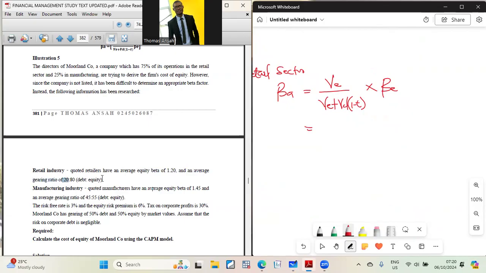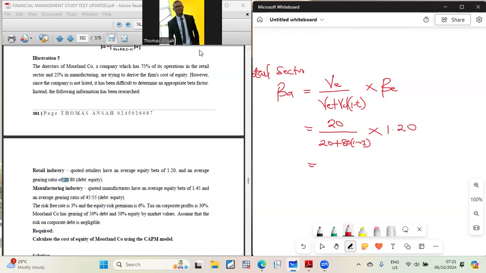So that tells us that for this company, the VE is 20. Then we have 20 plus 80, 1 minus T. And the tax rate is 30%, so 1 minus 0.3. All multiplied by the equity beta of 1.2. So that is that. So what will we get?